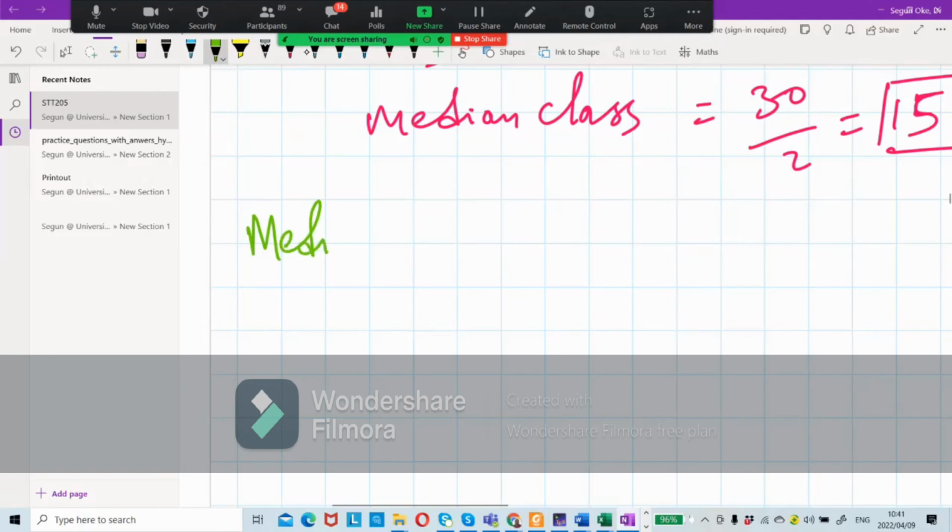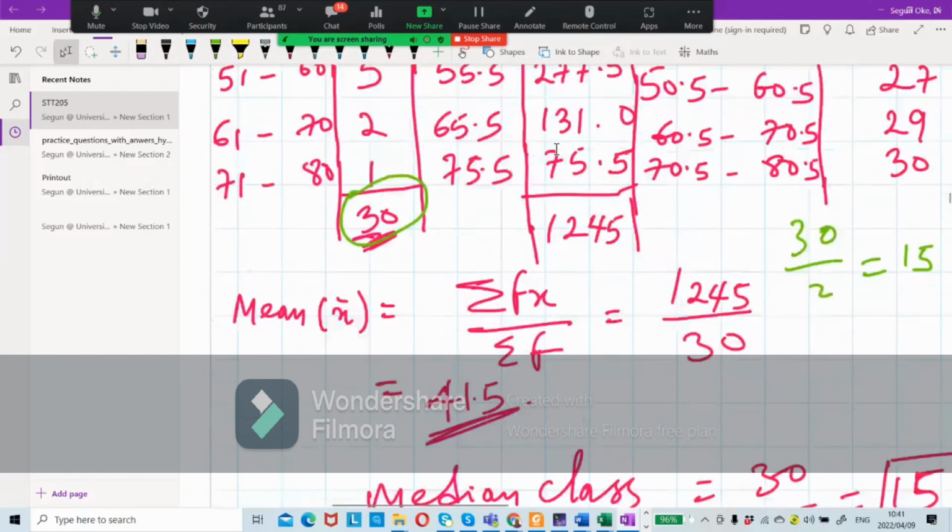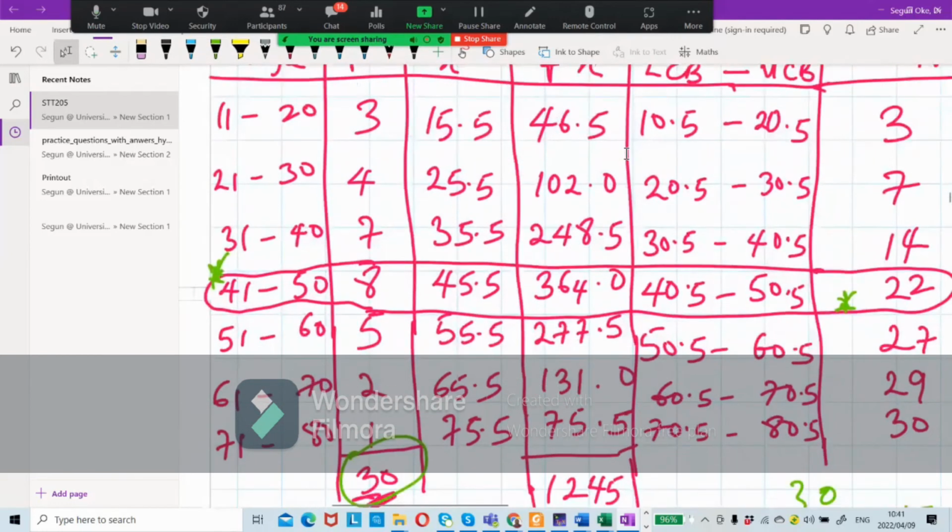The median is equal to the lower class boundary. Let me list them one after the other. The lower class boundary for the median class is equal to what? 40.5. Aha, you see? 40.5.